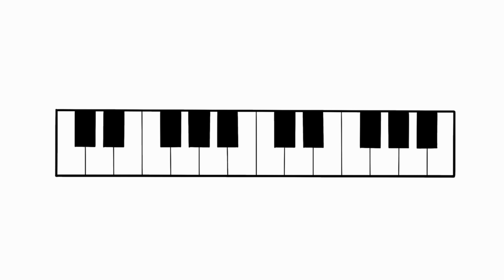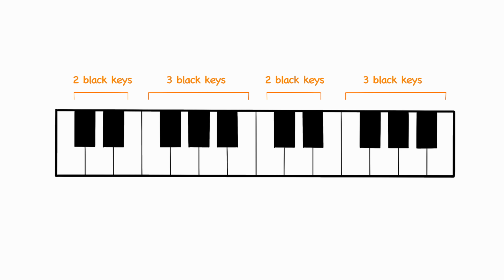I'll teach you the letter names of the notes based on the piano keyboard. The keyboard consists of black keys and white keys. The black keys are grouped in 2 and 3. The white keys are named with the 7 letters of the alphabet.